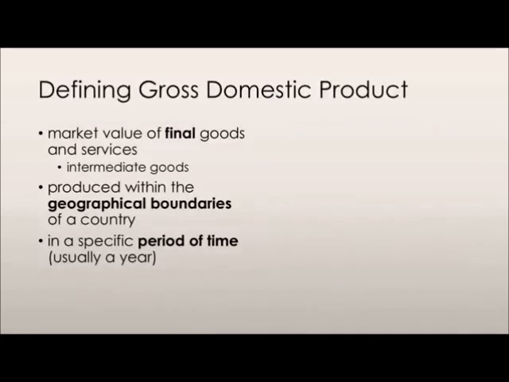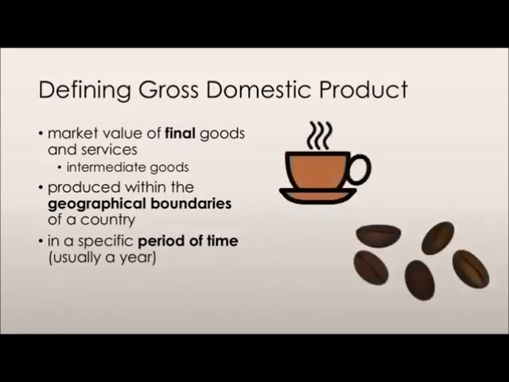Now, GDP is defined as the market value of the final goods and services produced within a country in a given period of time. Now, there are three key parts to this definition, so let's take a look at the first one. It includes the market value of all final goods and services. Let's look at an example. Let's say you go down to your local coffee store and you buy a coffee. Well, the coffee is considered a final good because a final good is one which is consumed by its end consumer. It's bought by its end consumer. So you're the end consumer because you drink that coffee.